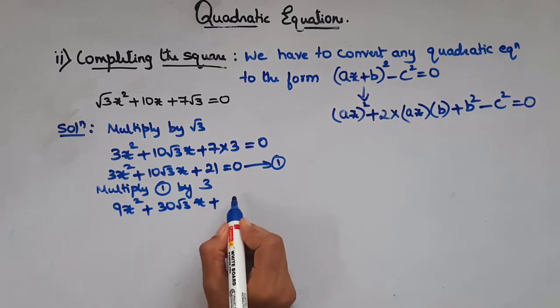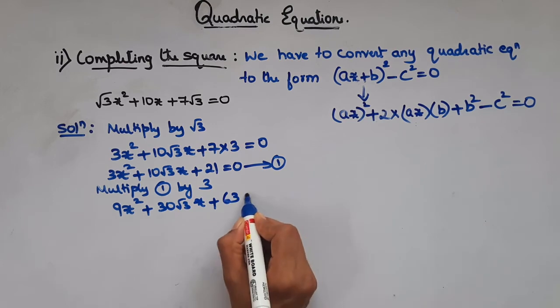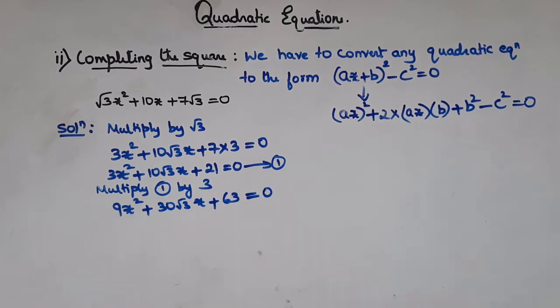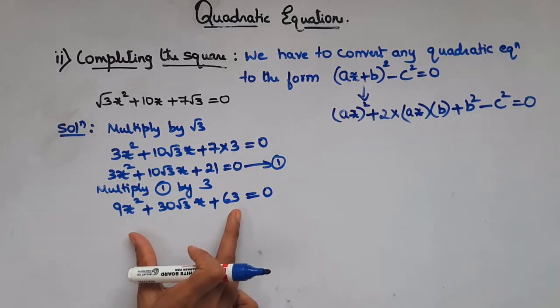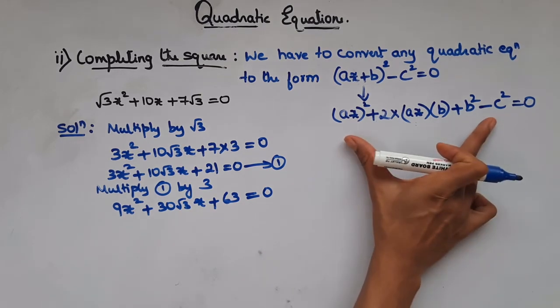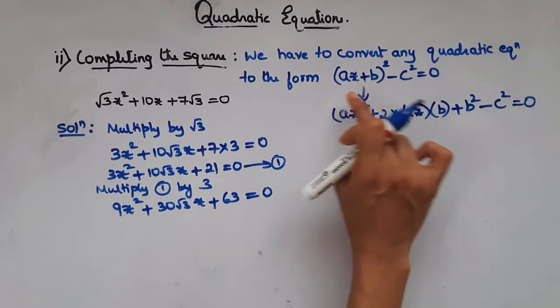Plus 3 into 21, 3 1s are 3, 3 2s are 6. So 63, which is equal to 3 into 0 is 0. So now we have a quadratic equation which you have to write in the form of this and then convert it back to this form.